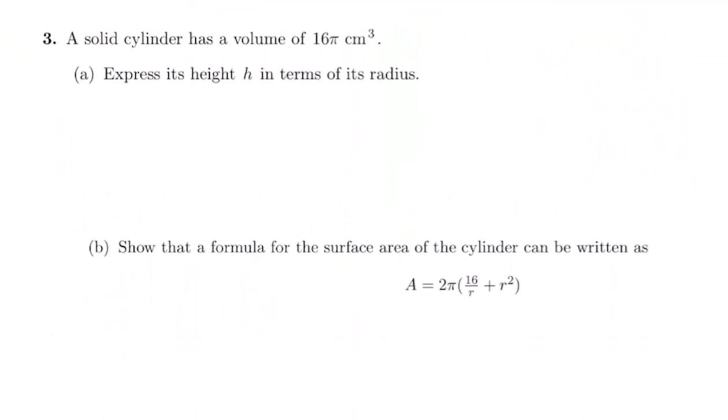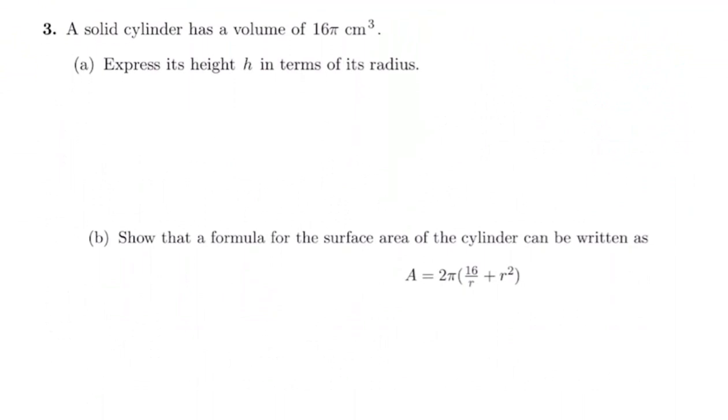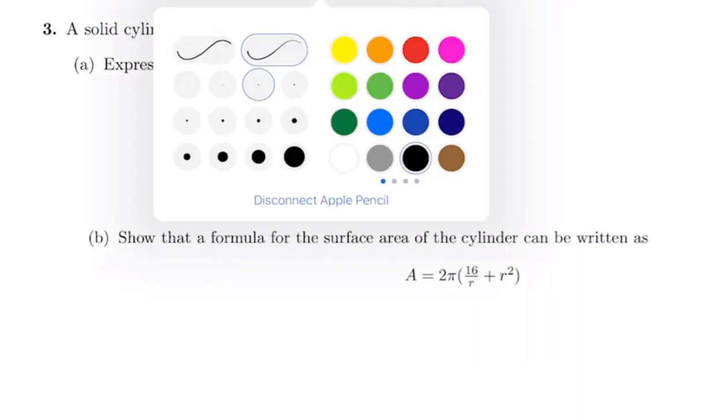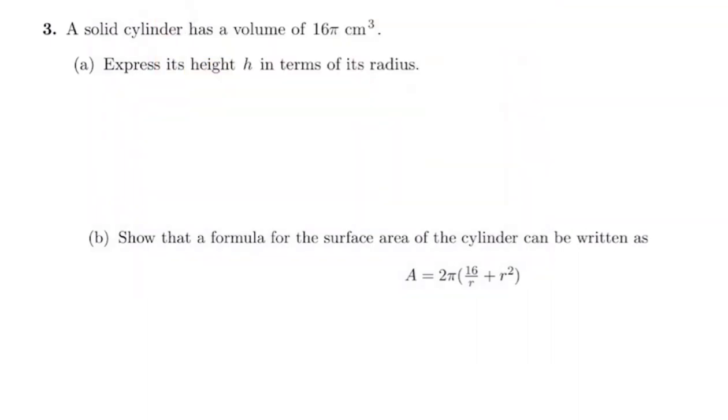So let's look at what happens usually with an exam question. This is a standard exam question, and they will often break it down for you. So let's have a little look. It says a solid cylinder has a volume of 16 pi cubic centimetres. You need to express height in terms of its radius.